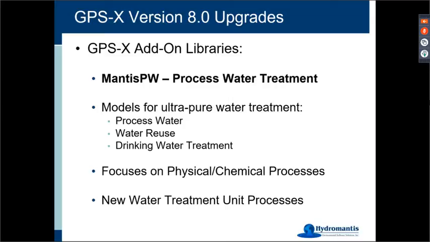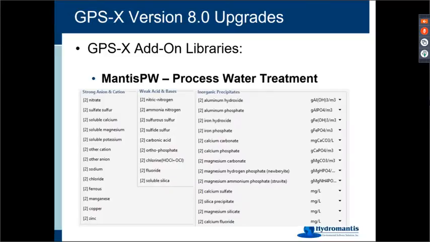What we're seeing it being used for right now is process water treatment, so for manufacturing facilities that want to model the treatment of the water that they're using in their processing facility. For water reuse, so treating effluent wastewater to a higher level so it can be used for other purposes, and for drinking water treatment as well. As I mentioned, it focuses on physical and chemical treatment, and it has a number of different new unit processes and new state variables that are available in the model.